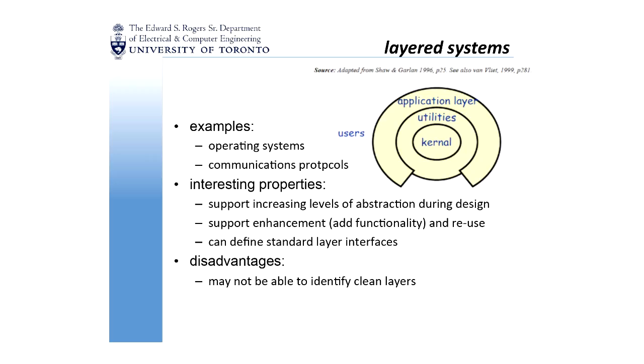Classic examples of layered systems include operating systems and communication protocols. These systems are designed to support increasing levels of abstraction. A kernel sits at the center, surrounded by utilities, which are then used by the application layer. This supports enhancement and reuse because you can define standard interfaces for each layer. The main disadvantage is that in complex modern systems, it can be very difficult to identify perfectly clean layers.